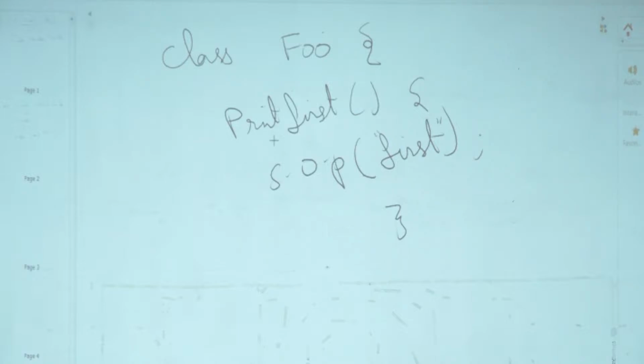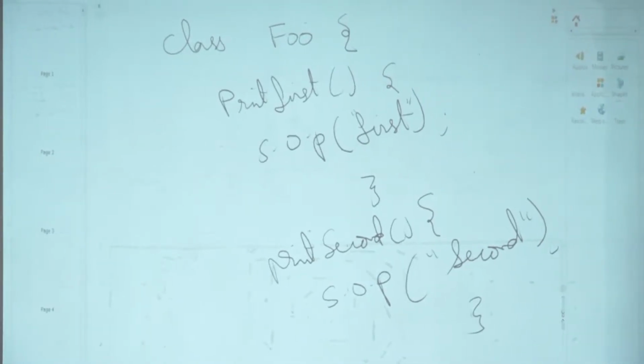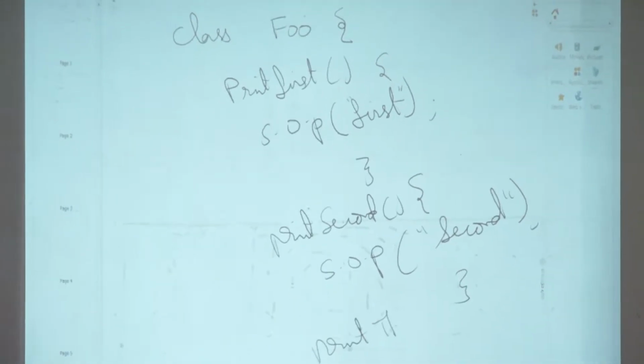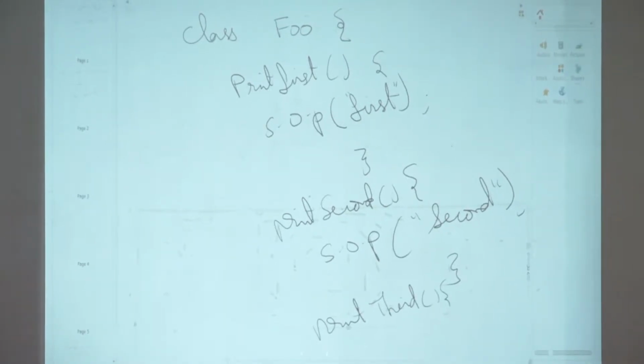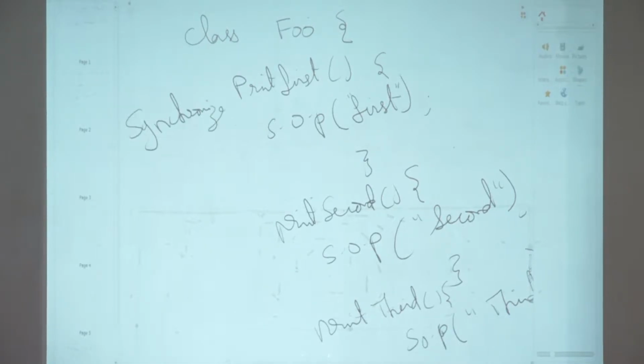Now while this method is going on, I don't want any other method to be called on Foo. printSecond is another method, and the SOP on that is "second", and printThird is another method, and the SOP on that is "third". So each of these methods must carry the word synchronized. This should be synchronized, this should be synchronized, and this should be synchronized.